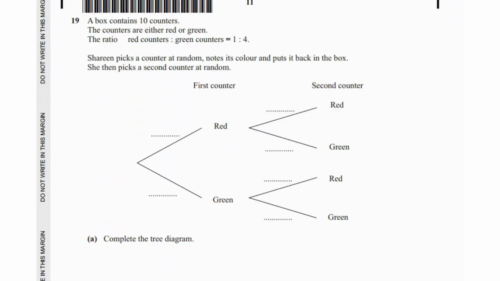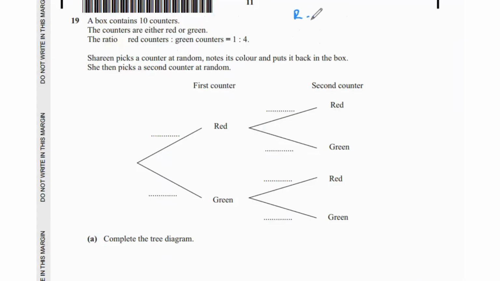Then it says a box contains 10 counters. The counters are either red or green. The ratio of red counters to green counters is 1:4. Shireen picks a counter at random, notes its color, and puts it back in the box. She then picks a second counter at random. Complete the tree diagram. So the ratio of counters is 1:4, and there are 10 counters in total. So let's find the number of red counters and green counters first.